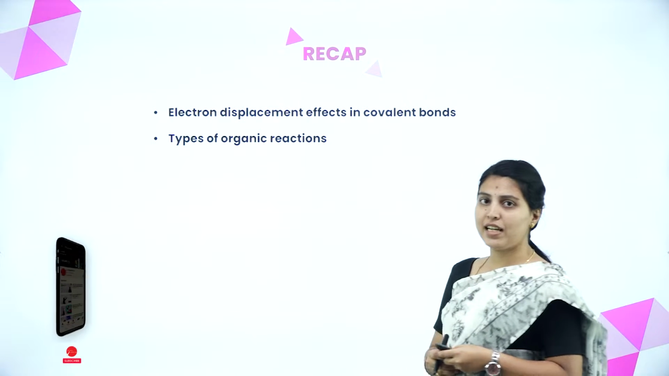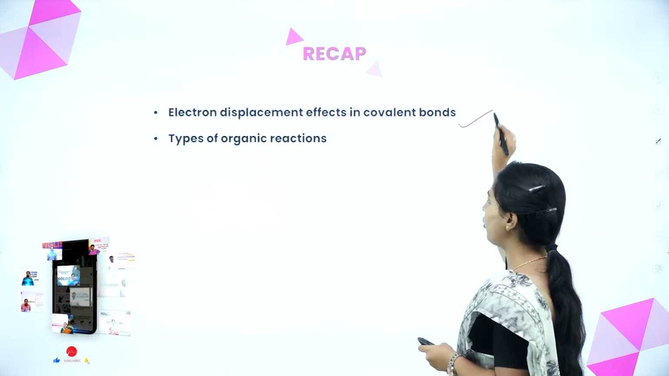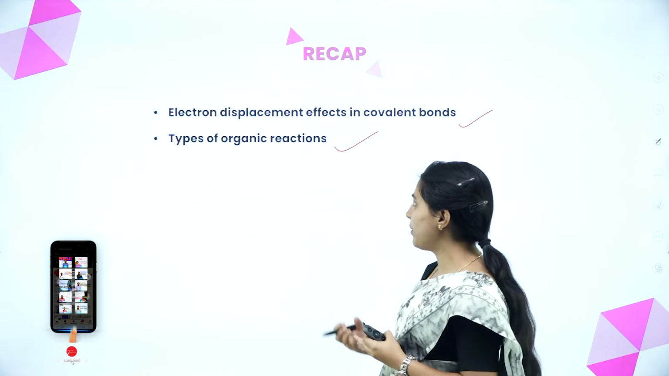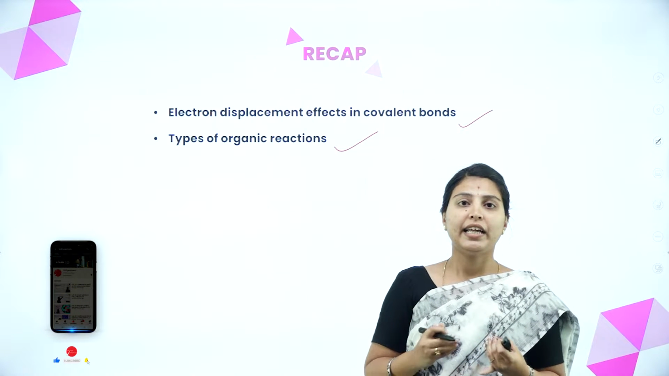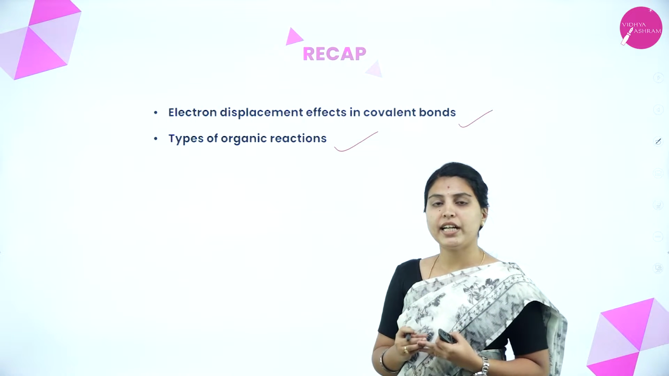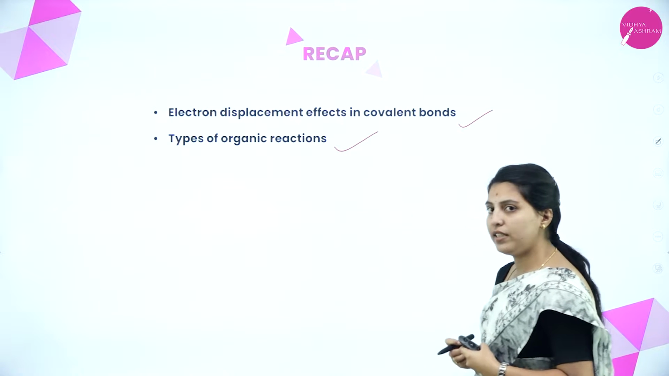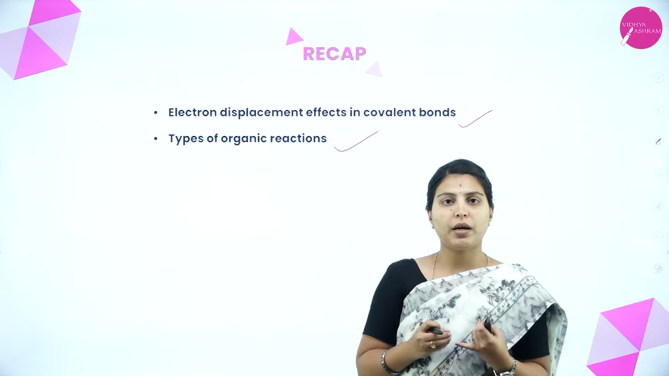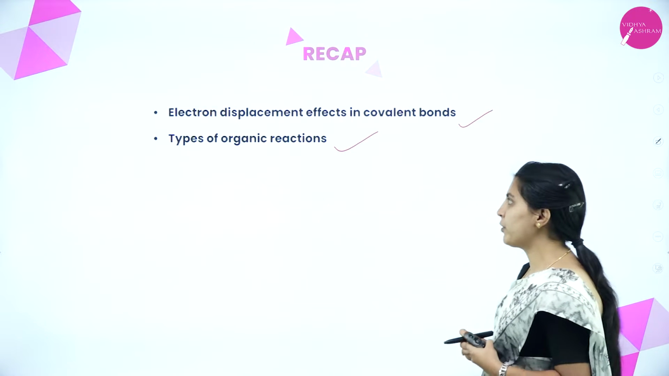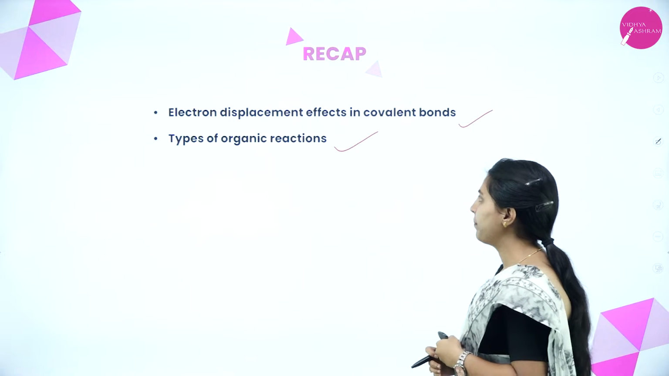Today we are starting session 6 from the chapter Organic Chemistry, some basic principles and techniques. In the last class we discussed electron displacement effects in covalent bonds and types of organic reactions. The types of electron displacement effects are the inductive effect and the resonance effect, like the mesomeric effect. We have seen every kind of effect in the last session, as well as addition reaction, elimination, and substitution. These are all the types of organic reactions we have seen in detail.